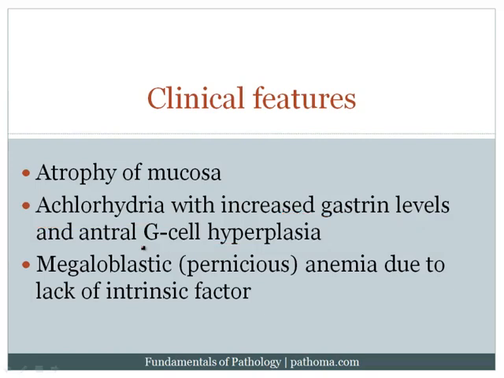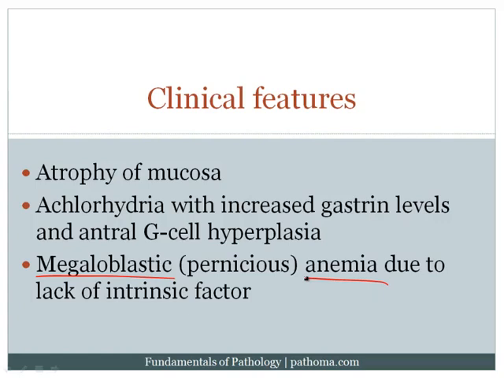Now, the third clinical feature will be that the patients will get megaloblastic anemia. Why do they get megaloblastic anemia? Well, remember that the parietal cells, which are being destroyed in this disorder, make intrinsic factor. And intrinsic factor is necessary for vitamin B12 absorption. Intrinsic factor binds vitamin B12 in the intestine, and then it goes to the terminal ileum, and the terminal ileum recognizes the vitamin B12 intrinsic factor complex, which then allows vitamin B12 to come into the body.